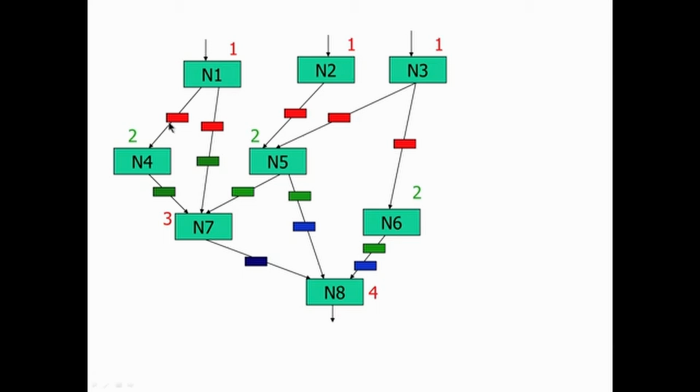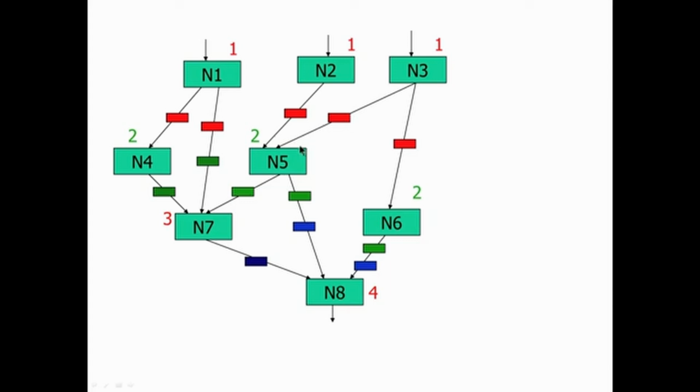Now how many storage levels will I put in between? Between N1 and N4 the difference is 2 minus 1, that is 1, so I put 1 storage. Between N1 and N7 the difference is 3 minus 1, that is 2, so I put 2 storages, namely the red and the green. Are you able to follow? Between N2 and N5 the difference is 1, because N5 is level 2 and N2 is level 1, so I put only 1 storage, and similarly between N3 and N5 there is only 1 storage.